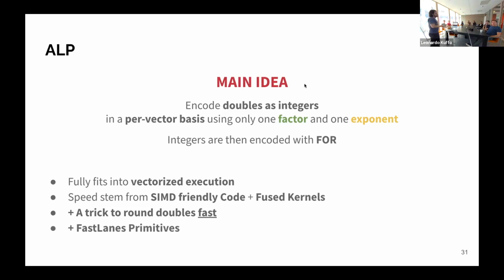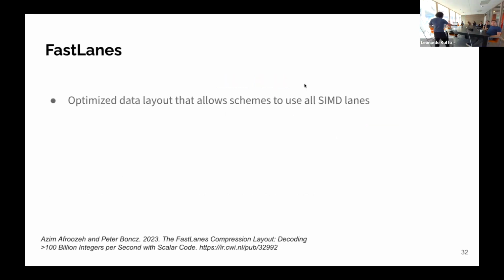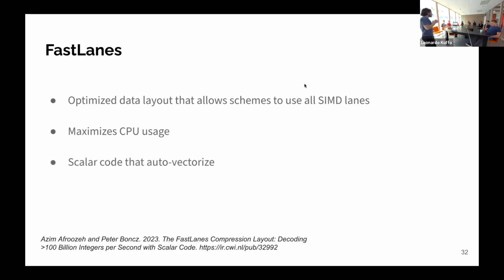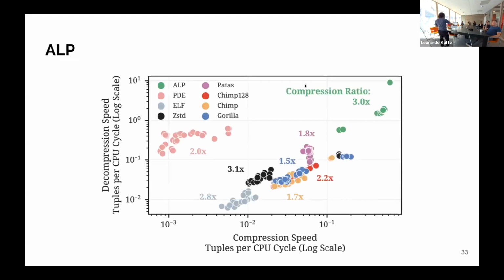ALP's speed also stems from the fact that we use FastLanes primitives. So what is FastLanes? FastLanes is a project developed here at CWI, which is an optimized data layout that allows compression schemes to use all SIMD lanes. As a result of this, we can maximize CPU usage. And also, it's very interesting that FastLanes is built upon scalar code that can auto-vectorize in an efficient way.